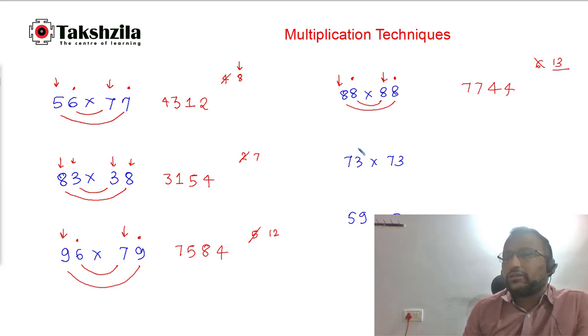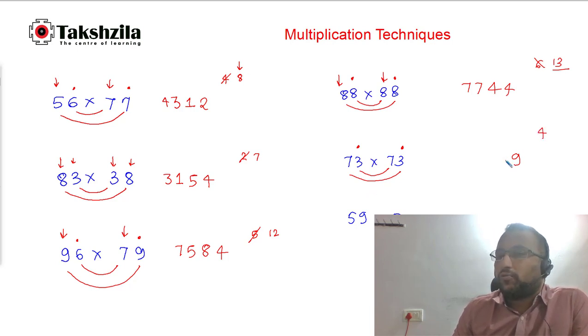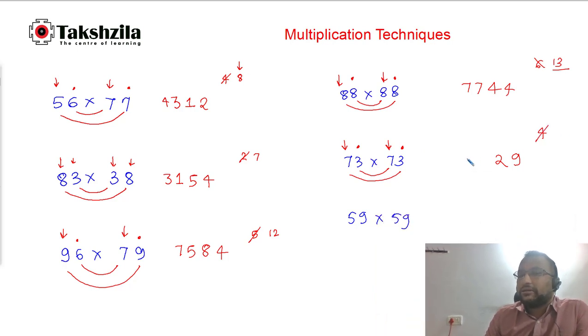Over here, unit digit is 3 into 3 is 9. After that, 3 7s are 21. 3 7s are 21, plus 21 is 42. Write only the unit digit. After that, 7 into 7, tenth place into tenth place. 7 into 7 is 49. 49 plus 4 is 53.